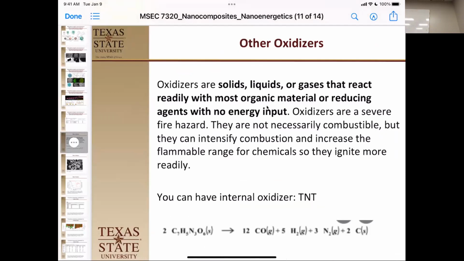So it doesn't need an external oxidizer. Okay, so an oxidizer is anything that can accelerate, burn, or convert something into a higher material that's giving off an excess of heat.